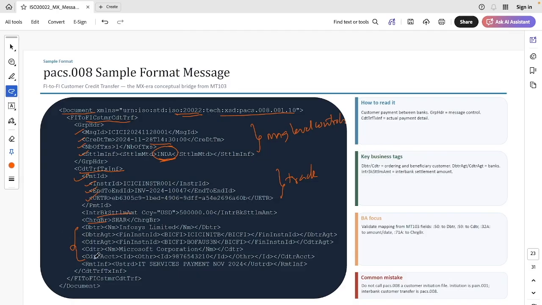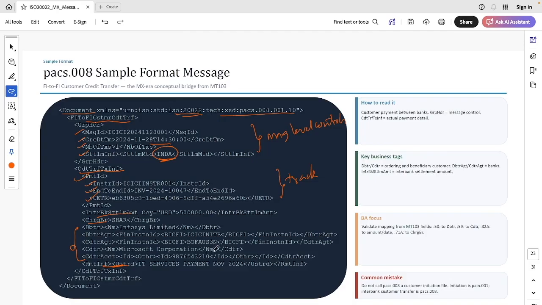Remittance information explains the reason for your payment, such as an invoice or service payment. As a BA, you must focus on validating the mapping from the MT fields such as ordering customer, beneficiary, value date, currency amount, charges into the correct ISO 20022 fields.